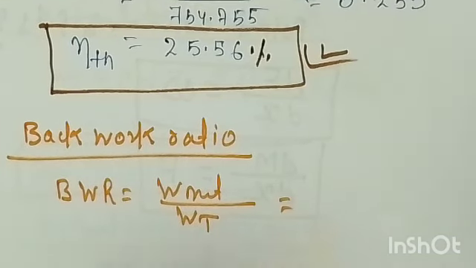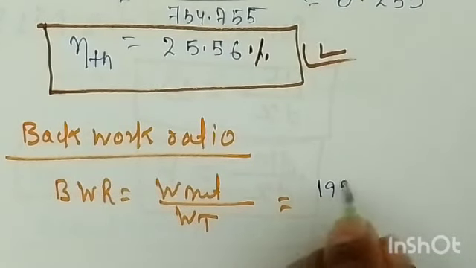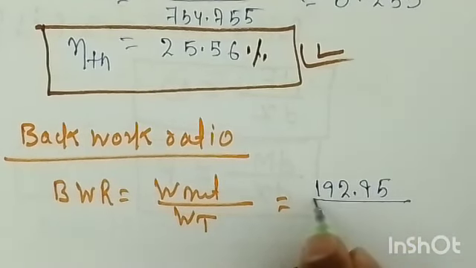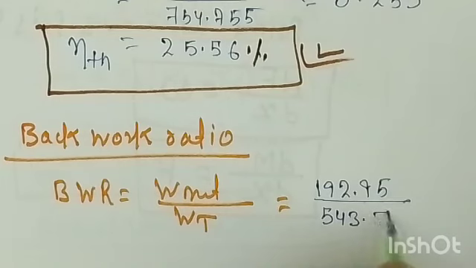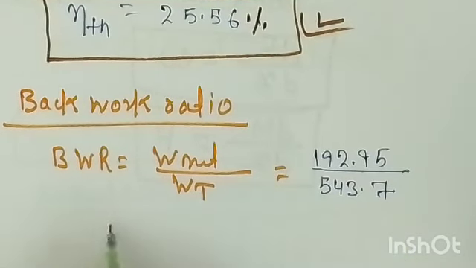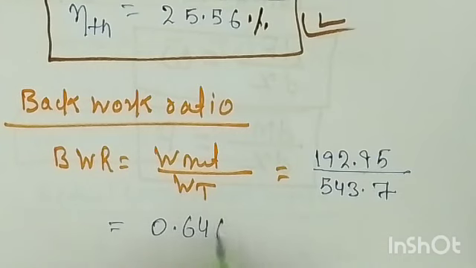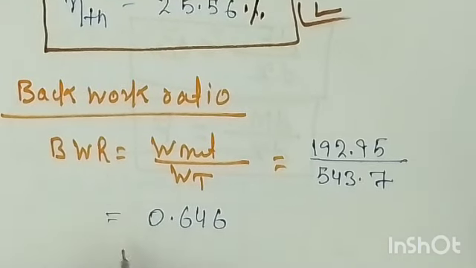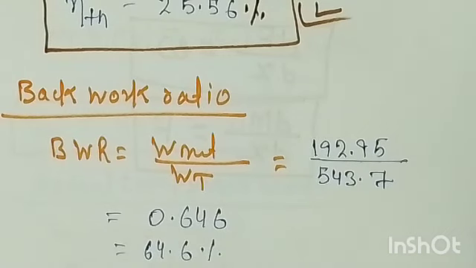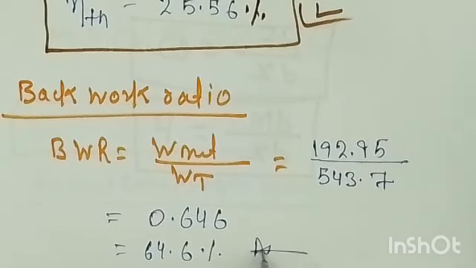So W net is how much? W net you got already, which is 192.95, and the turbine work is 543.7. So this will come to 0.646, right? Which is nothing but 64.6%, right? So this back work ratio we also get.